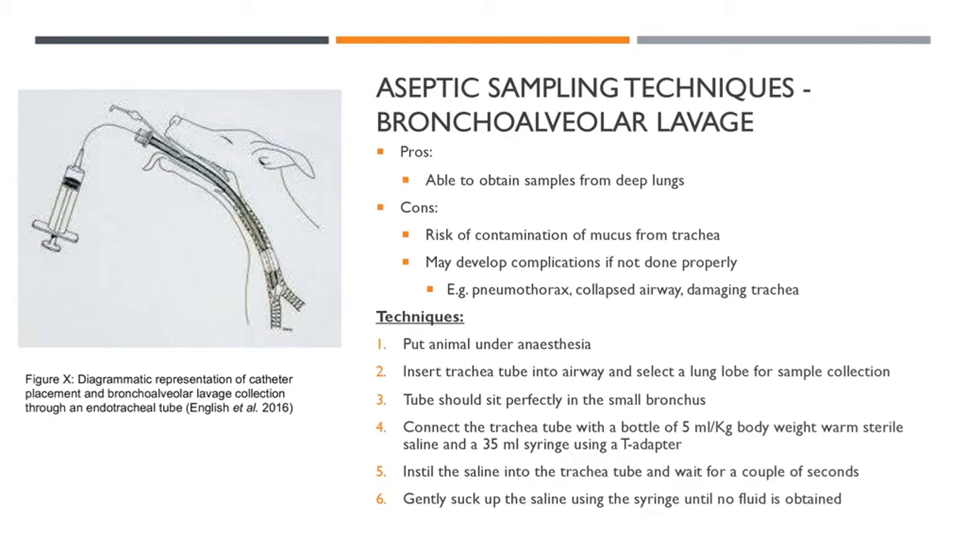Connect the trachea tube with a bottle of 5 ml per kilo body weight, warm sterile saline and a 35 ml syringe using a T adapter. Instill the saline into the trachea tube and wait for a couple of seconds. Lastly, gently suck up the saline using the syringe until no fluid is obtained.